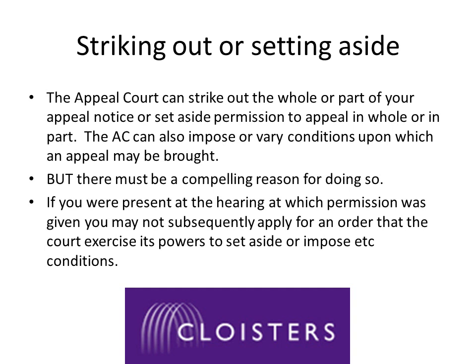An appeal court can strike out the whole or part of your appeal notice or set aside permission to appeal, either in whole or part. It can also impose or vary conditions upon which you can bring your appeal. There's got to be a compelling reason for applying to strike out the whole or part of the other side's appeal notice or document. And if you were present at the hearing at which the permission was given, you won't be able subsequently to apply for an order that the court exercise its power to set aside permission or impose conditions, etc.